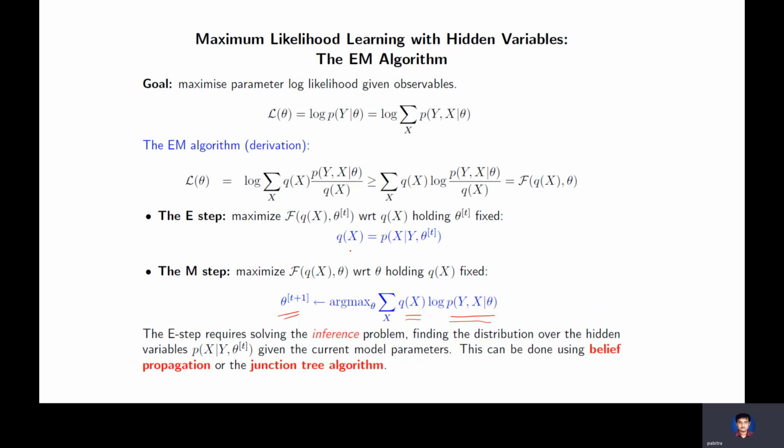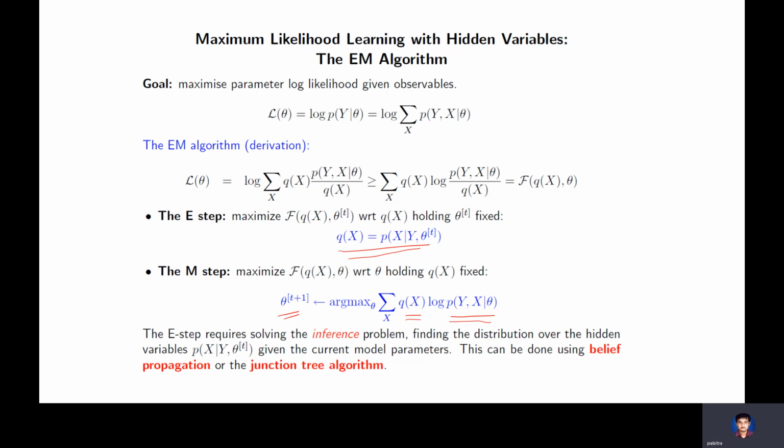Note that for finding Q of x, you have already studied inferencing by message passing or whatever. Finding Q of x is kind of an inference query: find the probability of x given y and theta. So that is solved by this inference procedure. Theta is assumed to be fixed to the current value theta t.